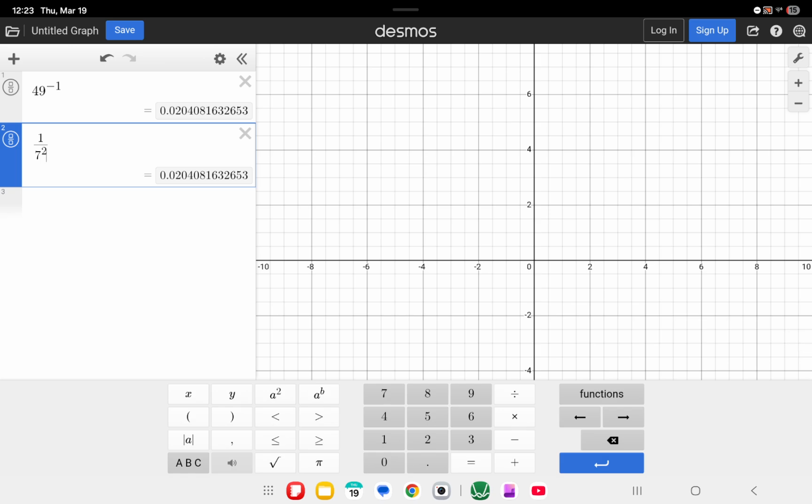Let's see if I can take a screenshot of this. We got 0.20408, 0.20408. It does indeed give us both the same values.